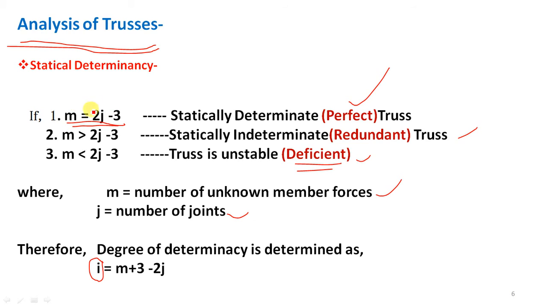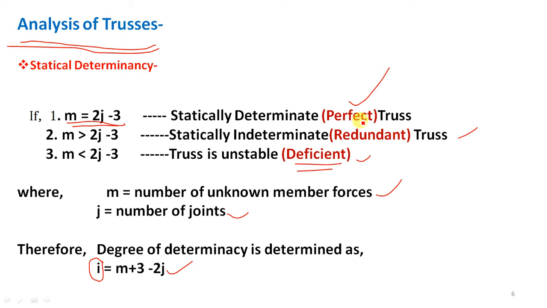So m plus 3 minus 2j indicates the degree of determinacy. This degree of determinacy is required in second year and third year level. If the truss is statically determinate, that is m is equal to 2j minus 3, then we are going to solve this problem by using the equations of equilibrium. Otherwise it is not possible.